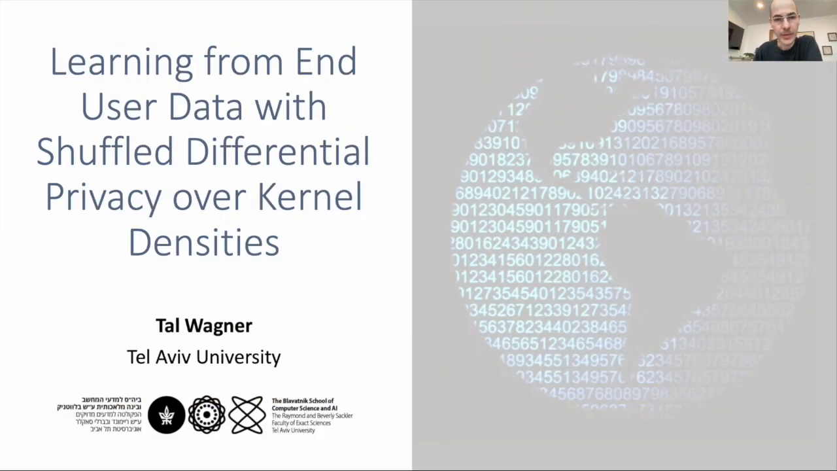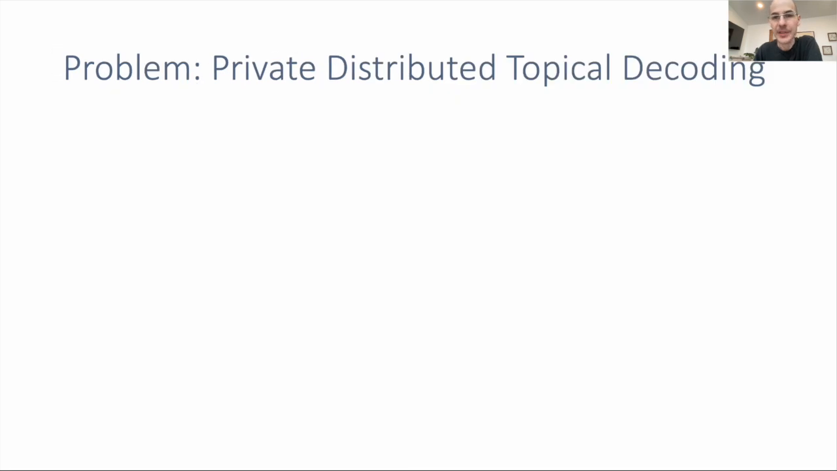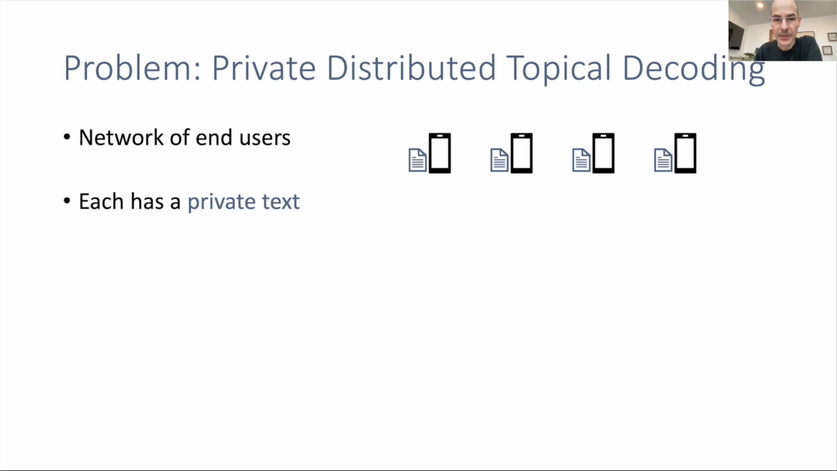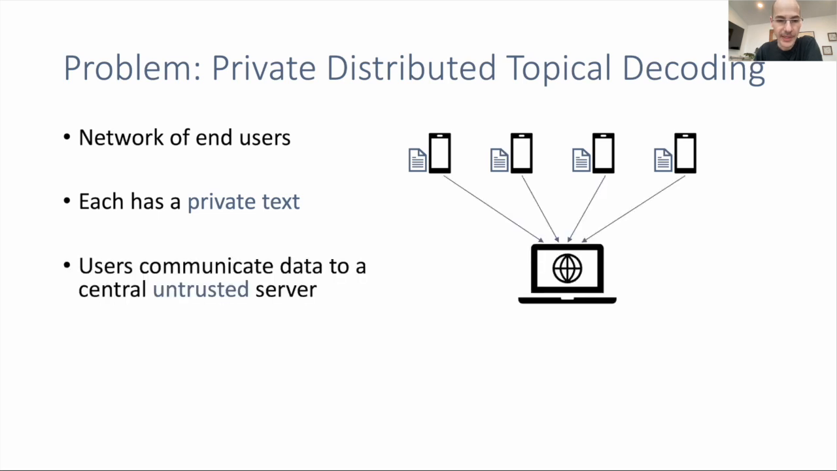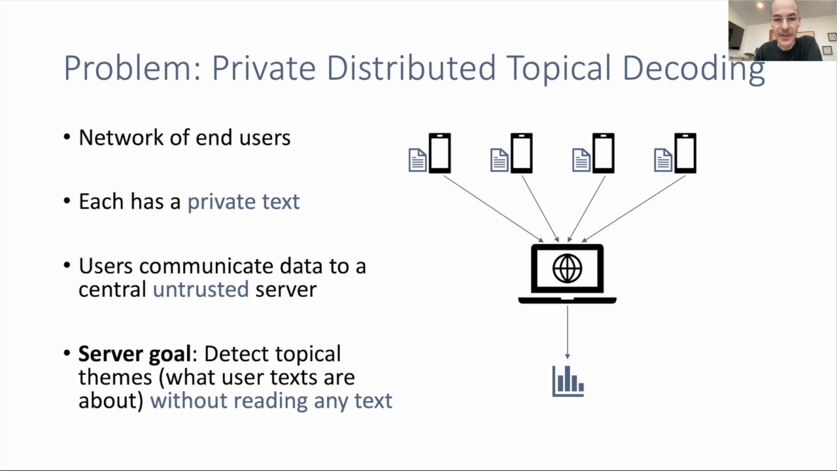Welcome to our video on learning from end-user data with Shuffled Differential Privacy over Kernel Densities. The problem we are going to solve here is private distributed topical decoding. So we have a network of users, each one of them has a private text. They communicate with a central untrusted server whose goal is to detect the topical themes of the texts, or what the user texts are about, without actually reading any of the texts in order to preserve user privacy.